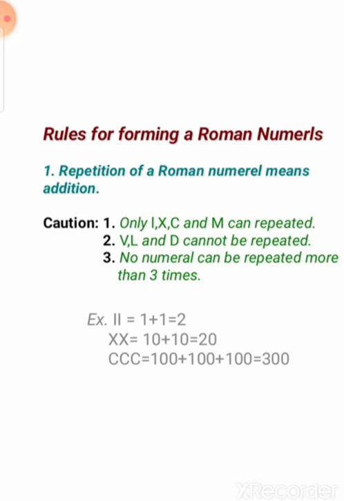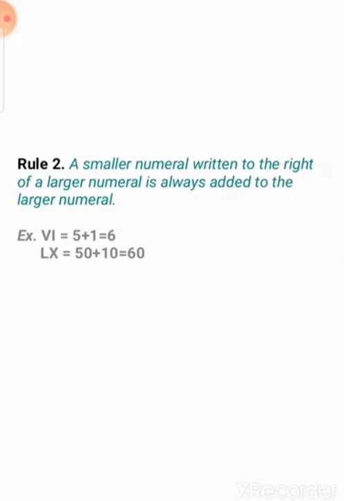Clear? Next rule: a smaller numeral written to the right of a larger numeral is always added to the larger numeral. It means if we write a smaller Roman symbol after the larger, then it will always be added.